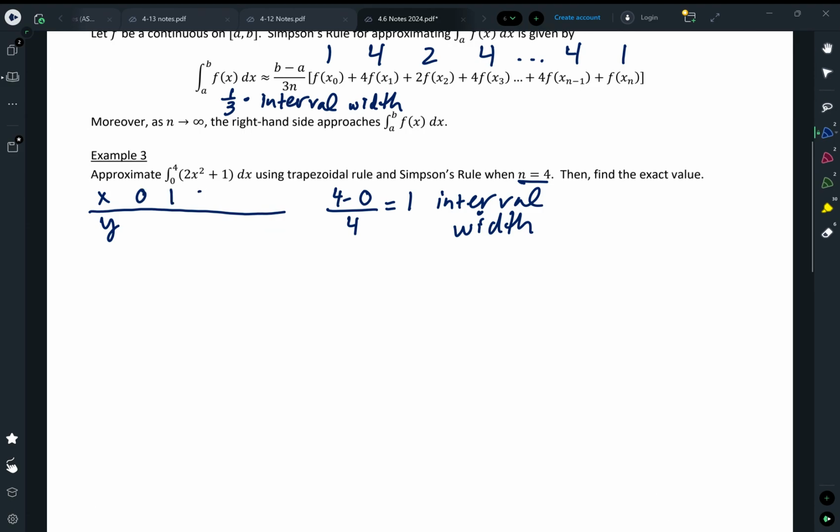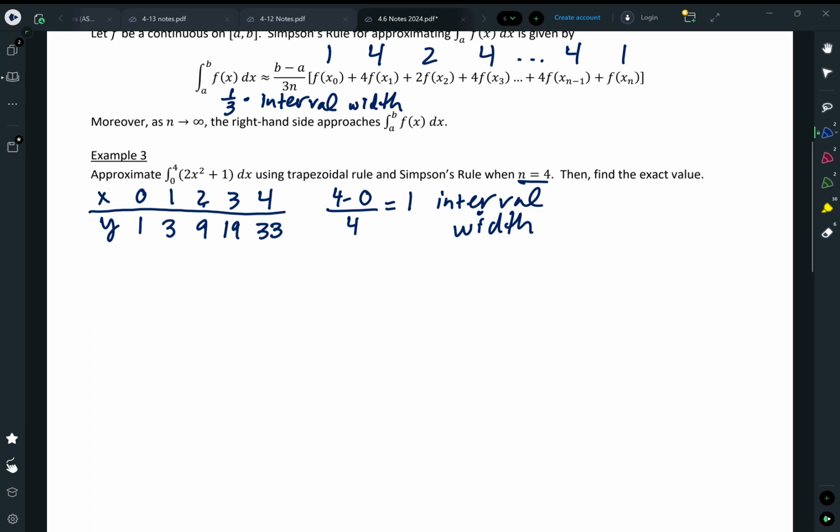And then I'm going to plug all of these x values into my function and get a y value. So 2 times 0 squared plus 1 is 1. 2 times 1 squared plus 1 is 3. 2 times 2 squared plus 1, 2 times 4 plus 1, would be a 9. This one's a 19. This one's a 33.